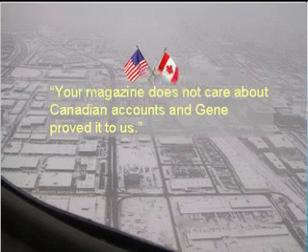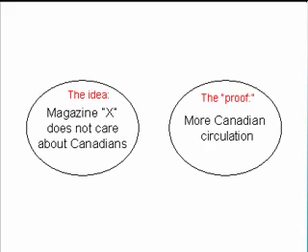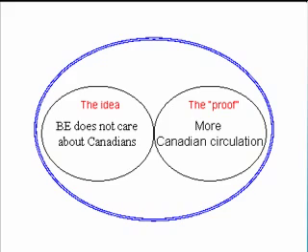But it took a long time. When I finally got up to the Canadian territory and made calls on these good people, this is what I found that Gene had done. He had sold the idea that my magazine did not care about Canadians, and then he had offered proof in the form of BPA circulation data. And his proof was quite simply that his magazine had more Canadian circulation than mine had. So this is what Gene had done. He had bonded an idea together with proof using BPA data from his audit statement.